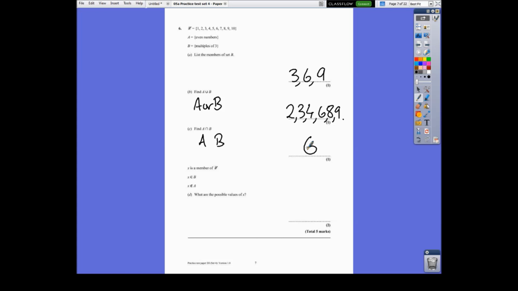X is a member of this set. X ∈ B means that X is in B. And X ∉ A, with a line through the element symbol, means that X is not in A. So what are the possible values of X? It means it is in B and it is not in A. So the numbers that are in B but not in A are 3 and 9.